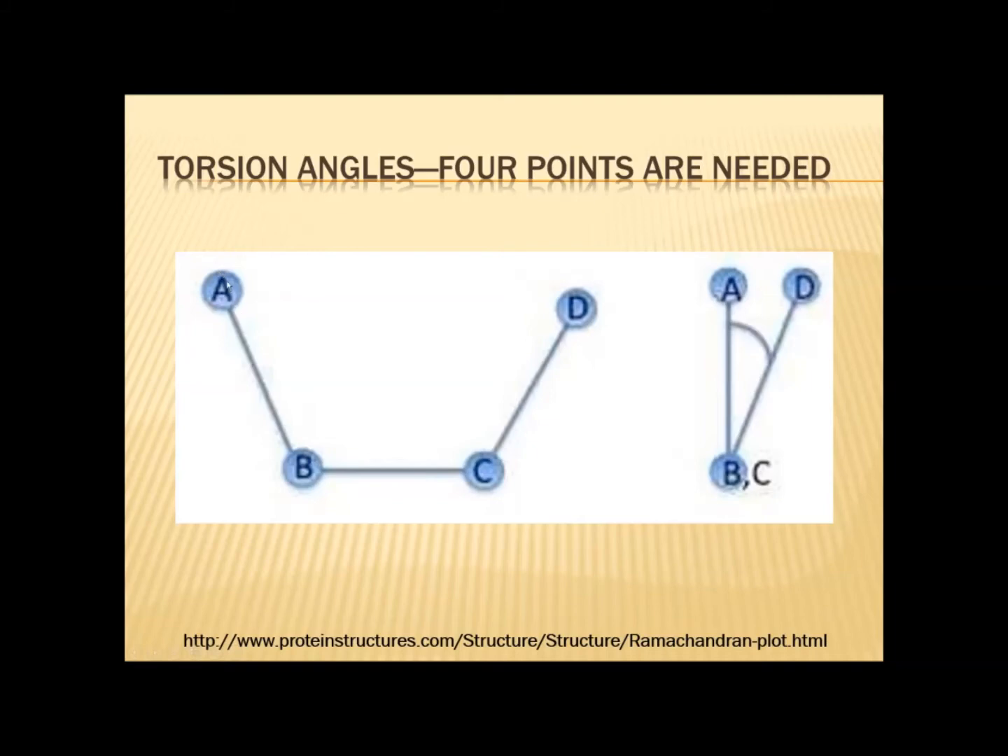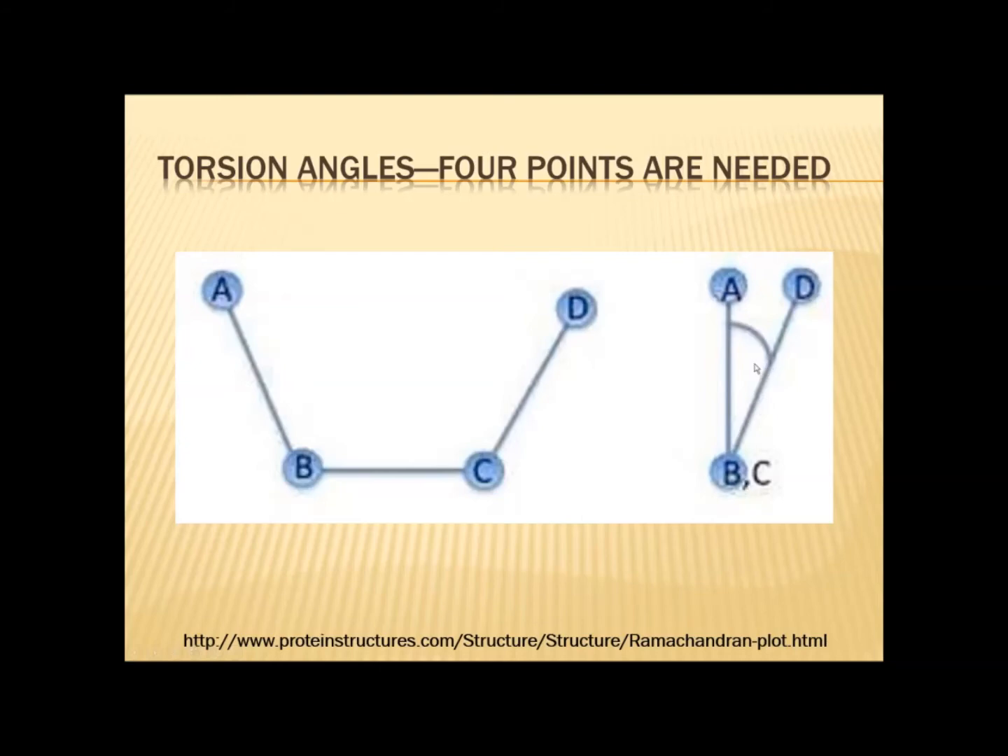For example, let's say you have a plane, which is defined by A, B, and C, and another plane that's defined by B, C, and D, where the segment BC is common to both. So the angle between the two planes defined by two different angles is called the torsion angle. So if you take A, B, C as a plane, and B, C, D as a plane, the angle between the planes is the torsion angle.